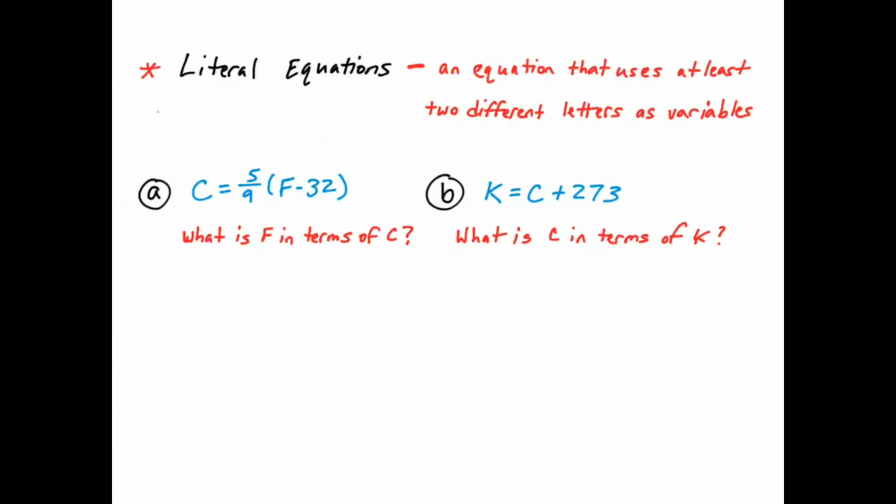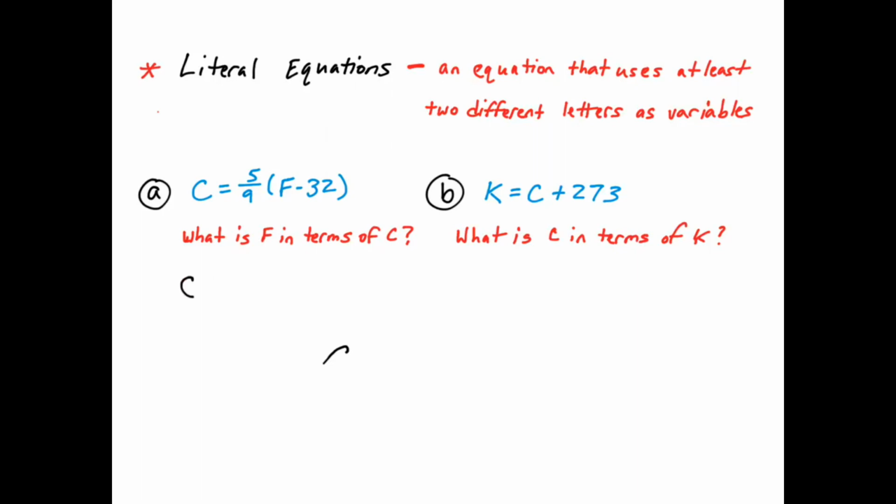Literal equations, an equation that uses at least two different letters as variables. So with literal equations, we can also refer to them sometimes as formulas. What we're looking at here is rewriting an equation or a formula for a specific variable. So for example A here, I have C equals 5/9 times F minus 32. What is F in terms of C? Meaning we want to get the variable F by itself.